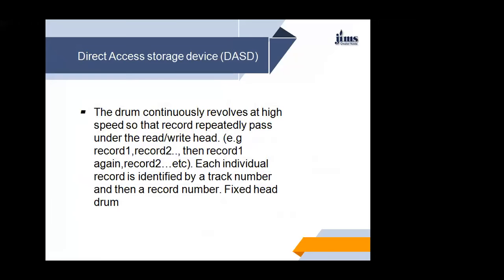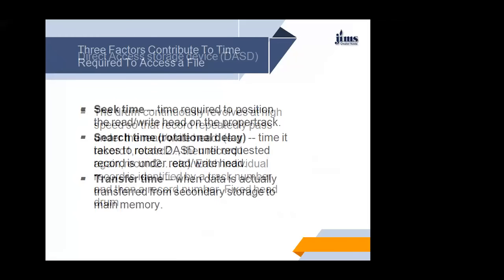So each individual record is identified by a track number and then a record number. There will be a track number and a record number, and the drum head would be fixed, with records 1, 2, 3, and then a track number.